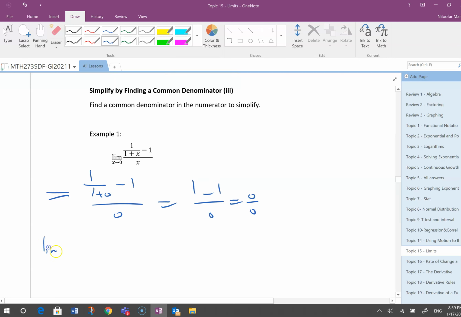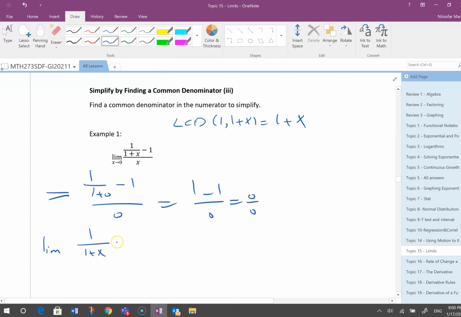So it is limit of 1 over 1 plus x, minus 1. I want to simplify this fraction, so I find the least common denominator. What is the least common denominator between 1 plus x and 1? That's 1 plus x. How do I know? Because it's 1 here. So I do 1 here.